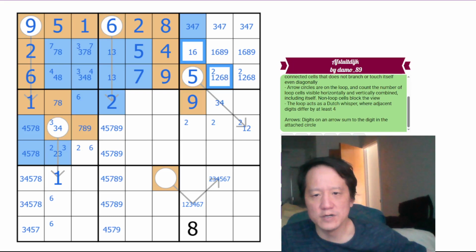None of these can be on the loop anymore. It cannot enter this way because they can't exit out again. So these are not on the loop. This can't be on the loop. These two can't be on the loop because they would be touching the loop.